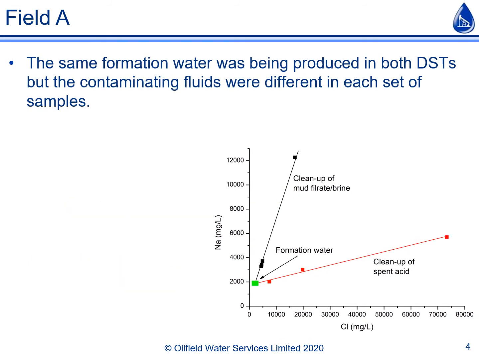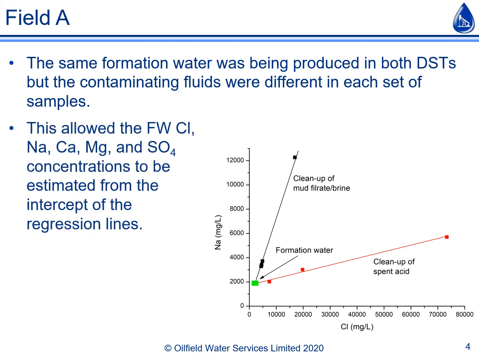Now, because the same formation water was being produced in both DSTs, but the contaminating fluids were different in each set of samples, this allowed the major ion concentrations of the formation water, that is chloride, sodium, calcium, magnesium and sulfate, to be estimated from the intercept of these two regression lines.